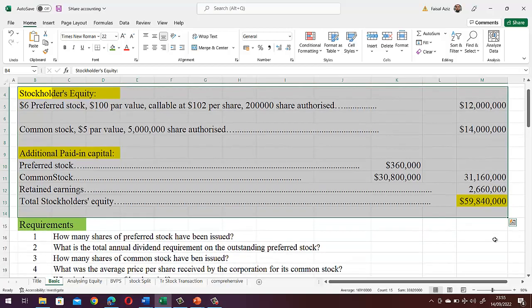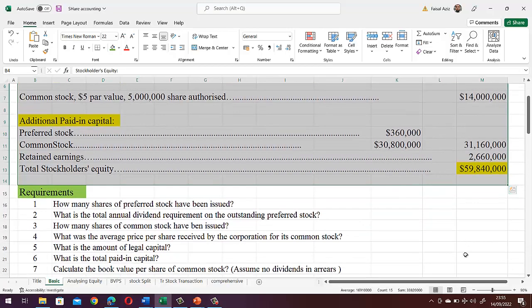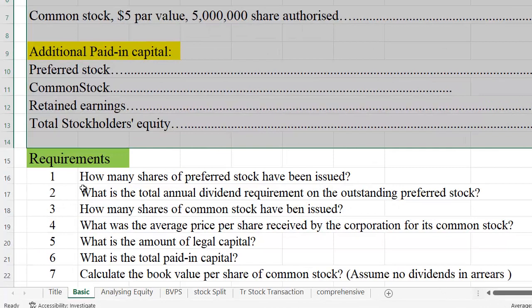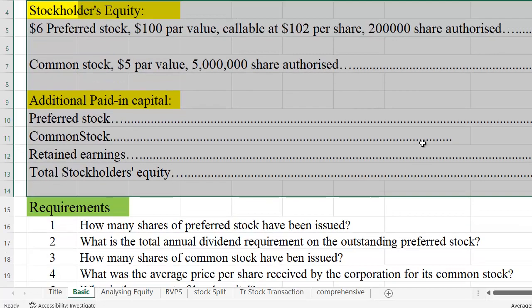So now let's move on to the requirements. As you can see, the first requirement asks how many shares of preferred stock have been issued. So first we need to calculate the total number of preferred shares which are outstanding. It is quite simple. We have this value: the company has received $12 million and the face value of a share is $100.